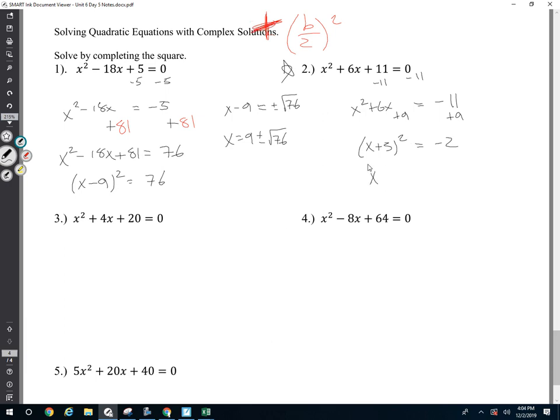Square root both sides. This turns into root 2i. But we're not afraid of that. We know that the square root of negative 2 is just root 2i. This turns into negative 3 plus or minus root 2i.